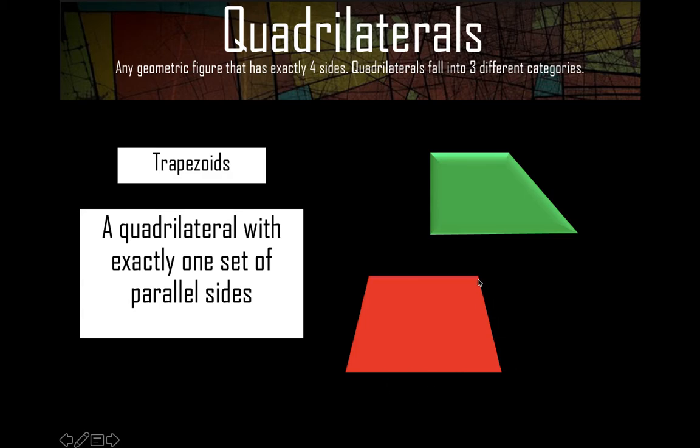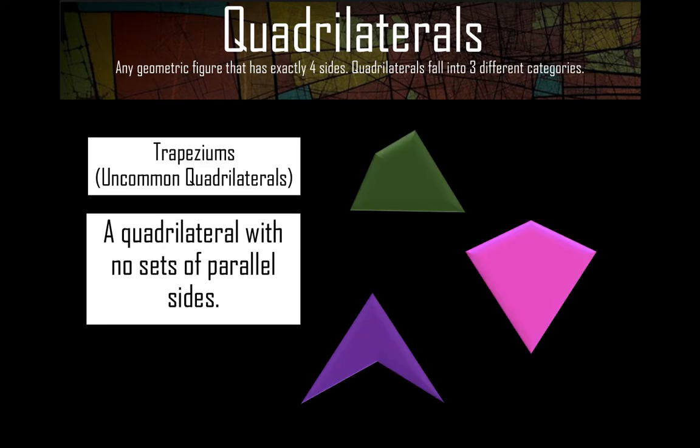If we were to look at the sides, if we draw this line up and draw this line up, at some point, since they're kind of slanted, they are going to intersect. So those sides are not parallel, but it does have the top and the bottom that are parallel. So it is a trapezoid.